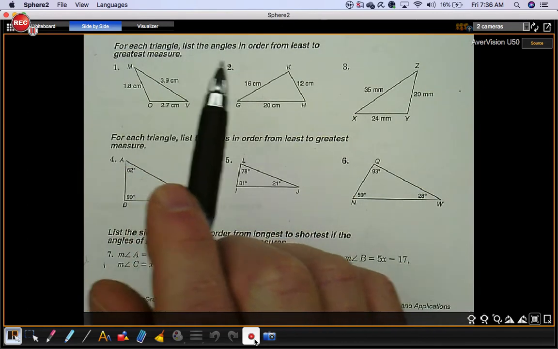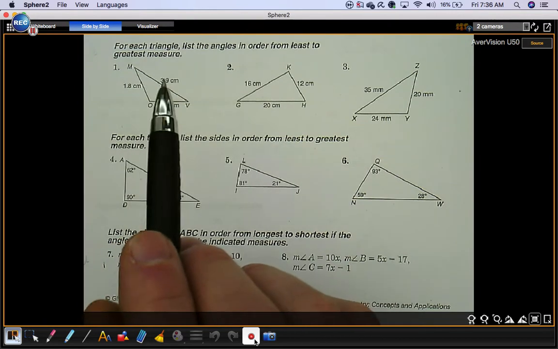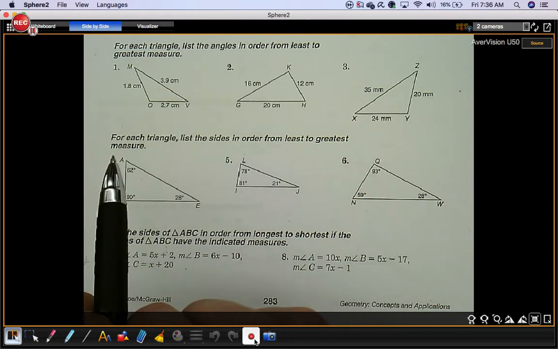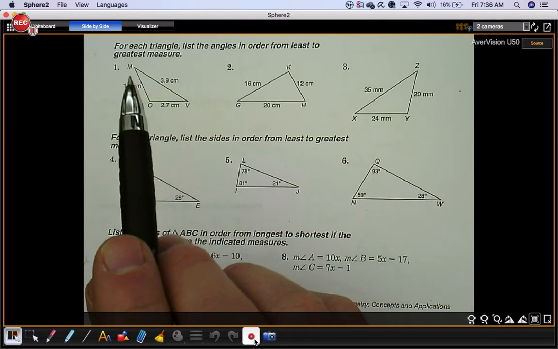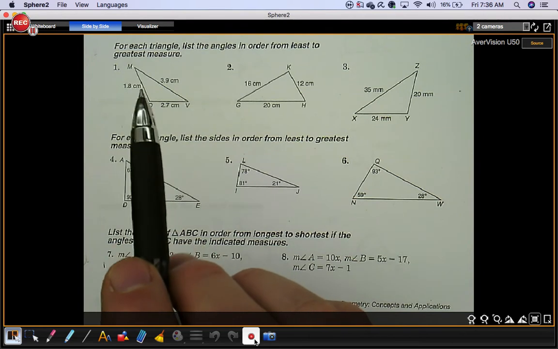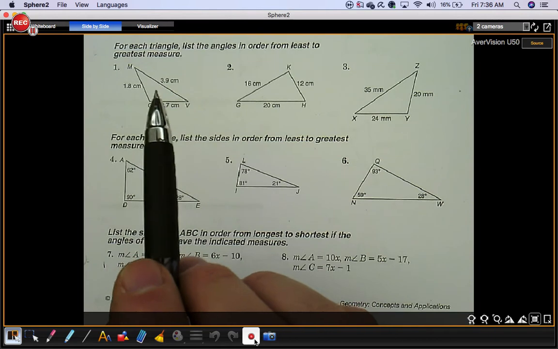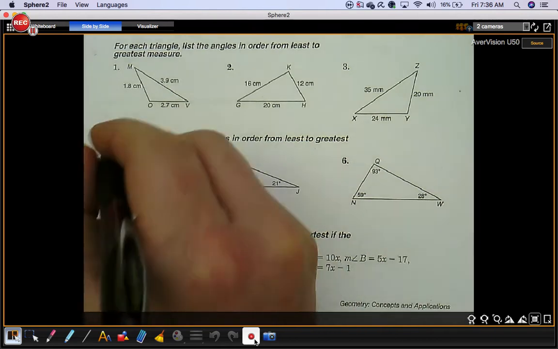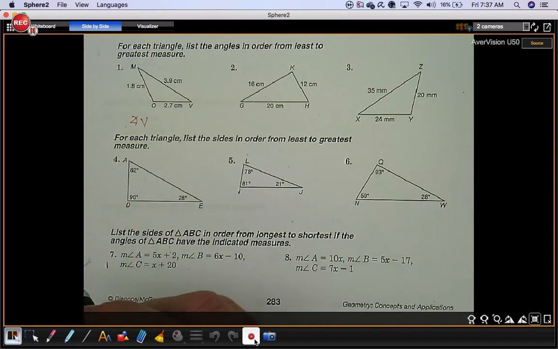For each triangle, list the angles in order from least to greatest. So they give you side lengths. You don't know the angle measures, but you do know that this is the smallest side. And notice how it's listed in centimeters. That's how I know it's a side. The angle that doesn't touch this side is the one that's across from it, angle V. Angle V is the smallest angle.